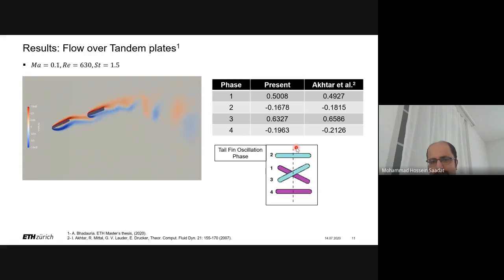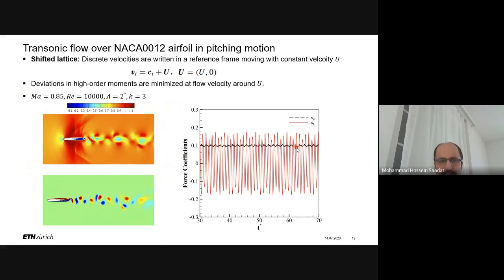And finally, the last test case is the transonic flow over airfoil in pitching motion. But for doing this high-speed test case, we have to do a slight modification in our lattice Boltzmann model, in our compressible model. So the compressible model that I described earlier, the operating range of that model is limited to high subsonic or transonic flows.